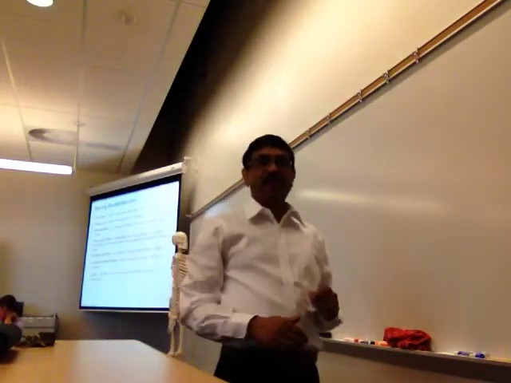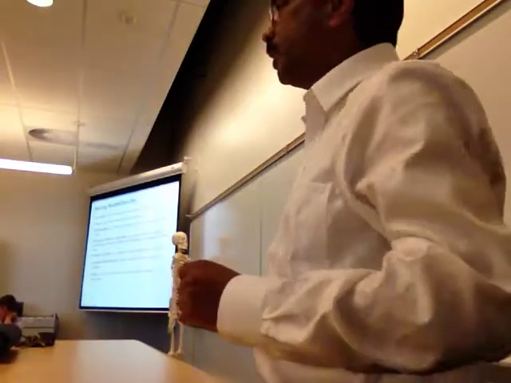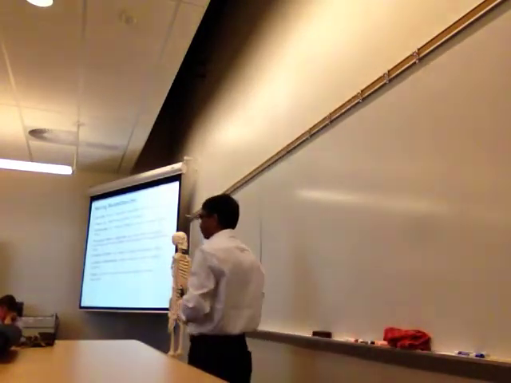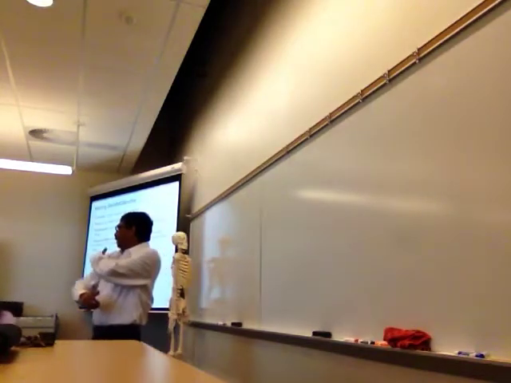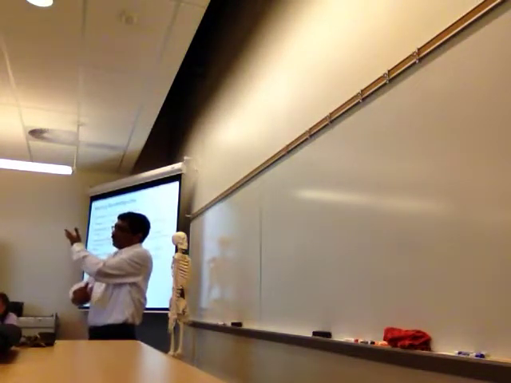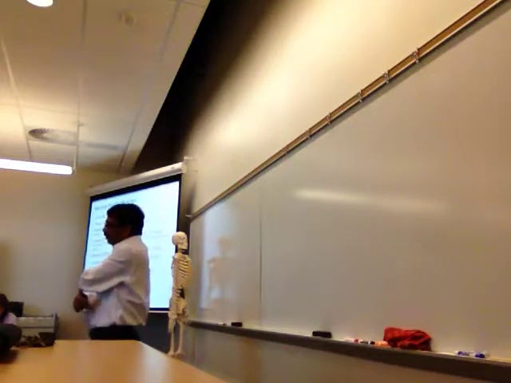Those are named based on their shape. For example, deltoid. Delta shape muscle here, that's the deltoid. So based on the shape of the muscle. Okay.